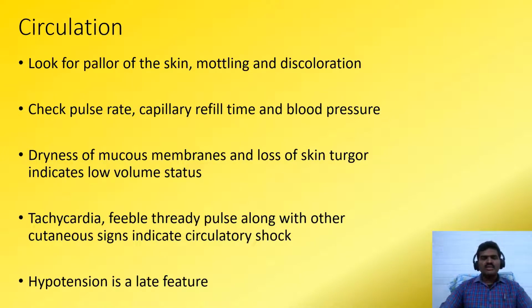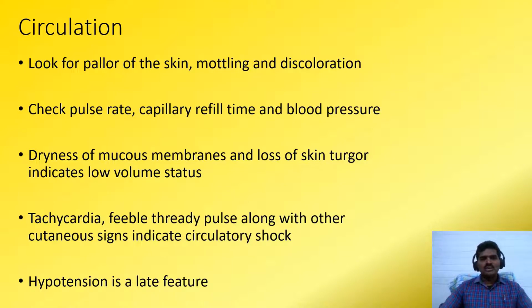Circulation: look for pallor of the skin, mottling and discoloration, and check the pulse rate, capillary refill time, blood pressure, dryness of mucous membranes, and loss of skin texture, which indicate low volume status. Tachycardia and a feeble thready pulse, along with other cutaneous signs which we discussed earlier, indicate circulatory shock. Hypotension is a late feature. Most patients with shock will not have hypotension because of compensatory mechanisms. Patients with a normal blood pressure can have shock.